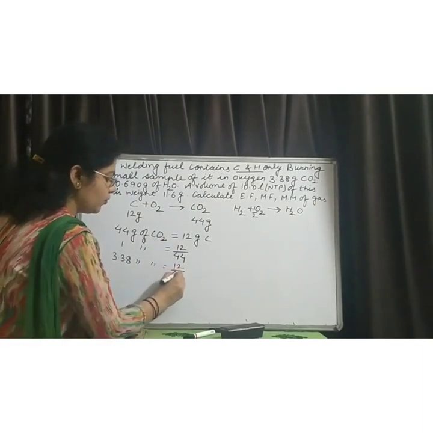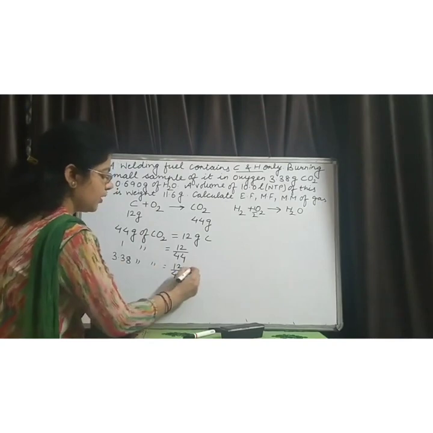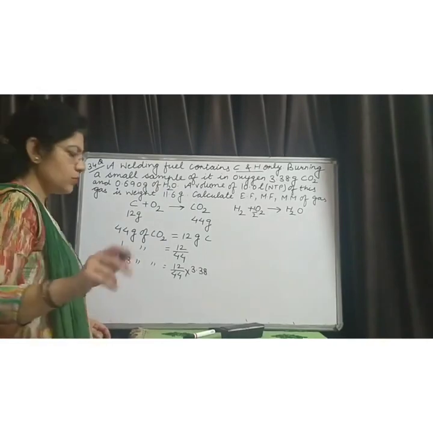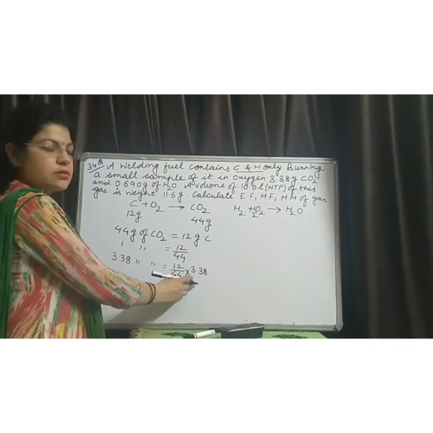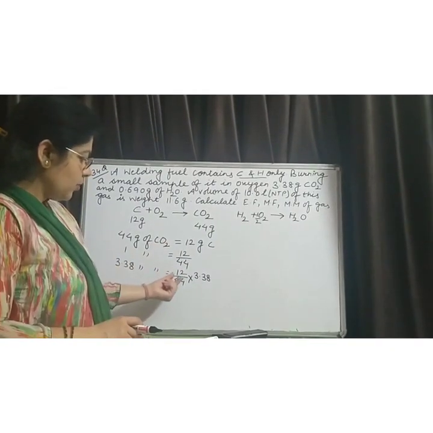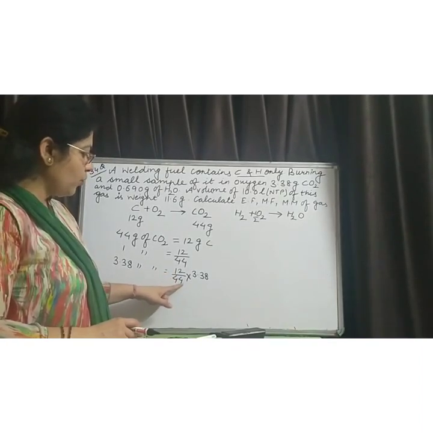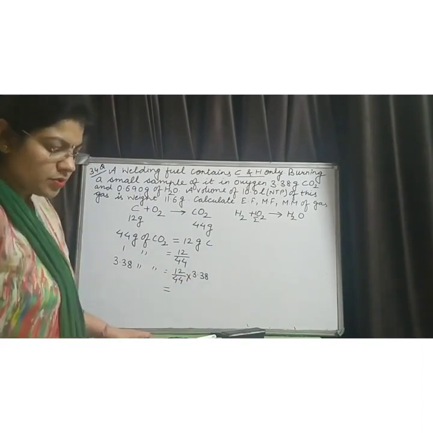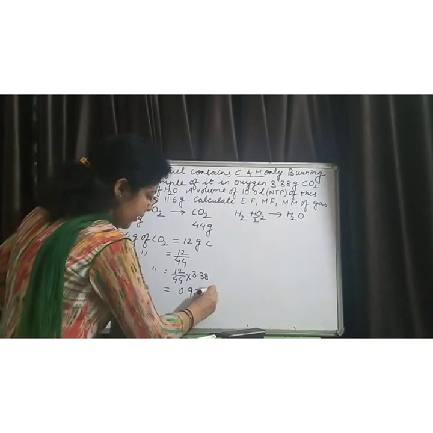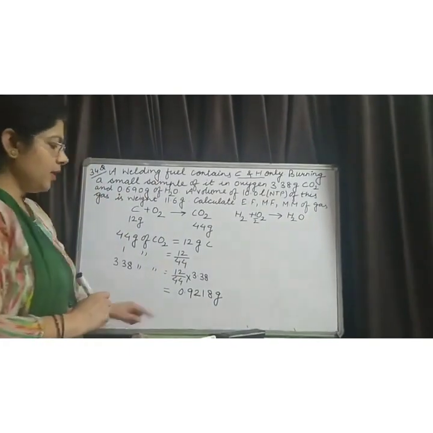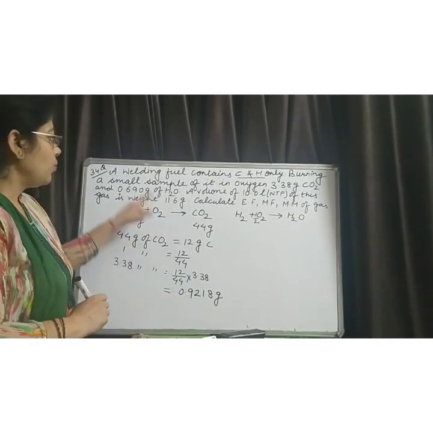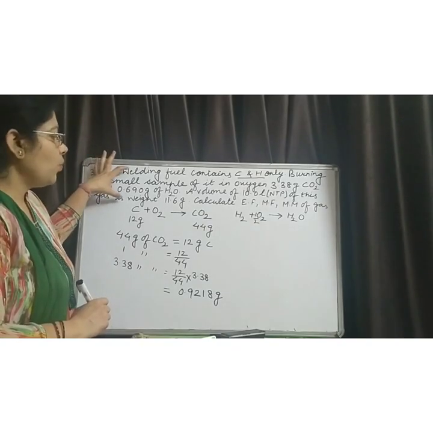So 12 upon 44 multiplied by 3.38. When you solve this, you get the amount of carbon. When we solve this, 12 upon 44 multiplied by 3.38, it comes out to be 0.9218 gram. It means this amount is the amount of carbon which is present in the welding fuel.